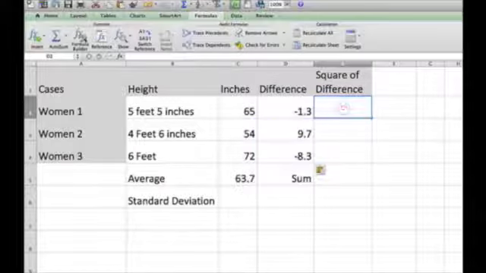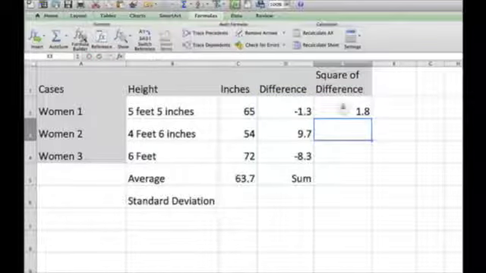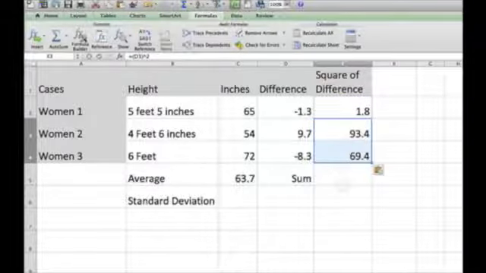We'll copy and paste that cell and put it in the other 2 cells. And now we take the square of the difference. And this does 2 things. First, it takes out the negatives. And second, the further it is away from the mean, the more weight it will have, which is very useful. Then we'll copy that and paste that in.